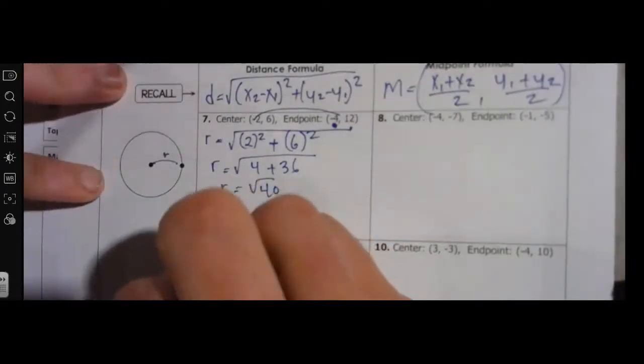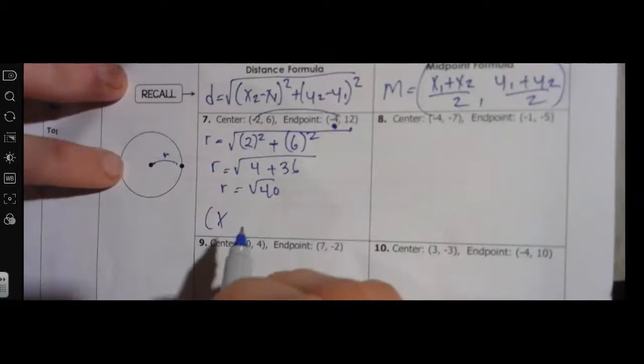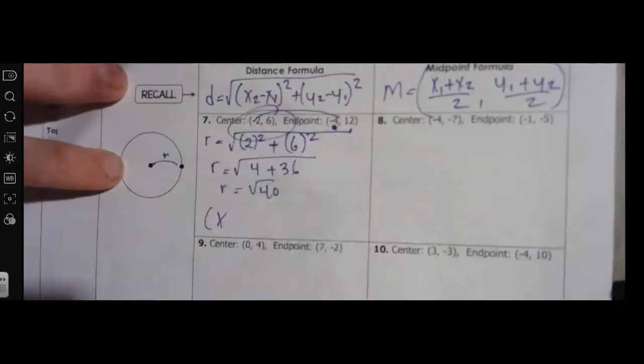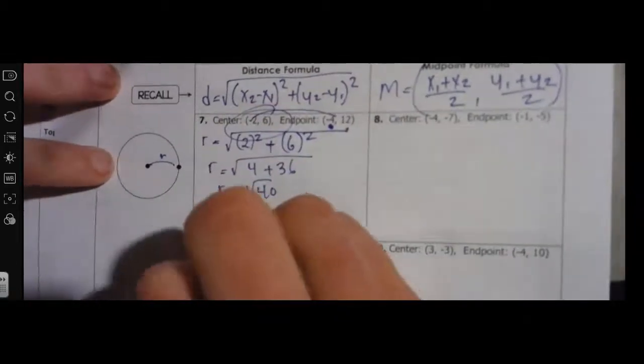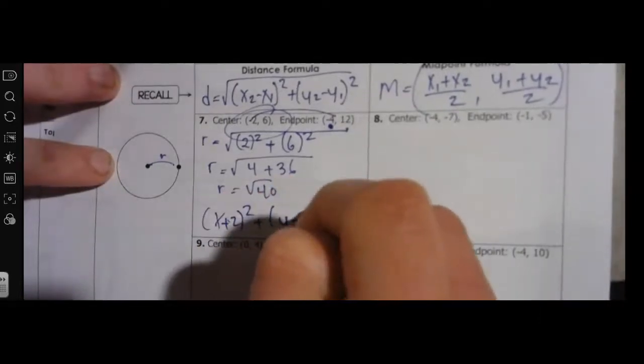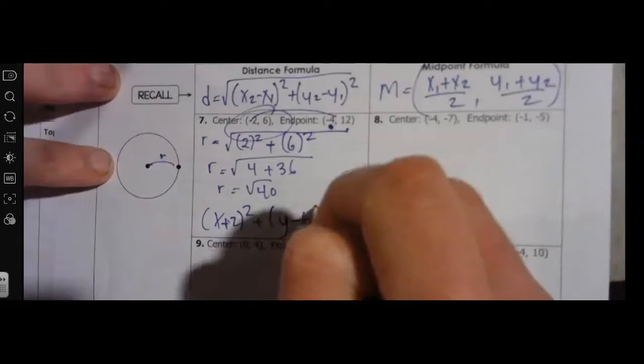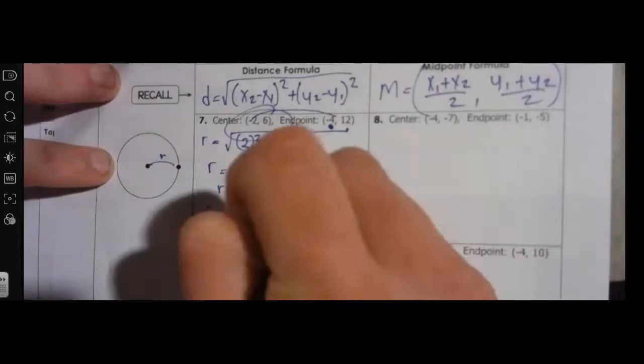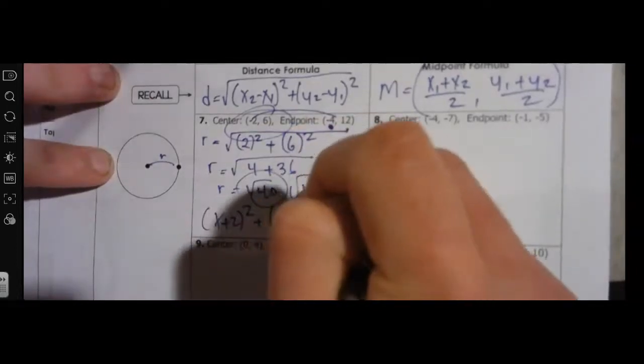So now we can write the equation. The center is already given to us, -2 comma 6. So it's going to be x plus 2 squared plus y minus 6 squared equals 40. Again, because the square root of 40 times the square root of 40 is 40.